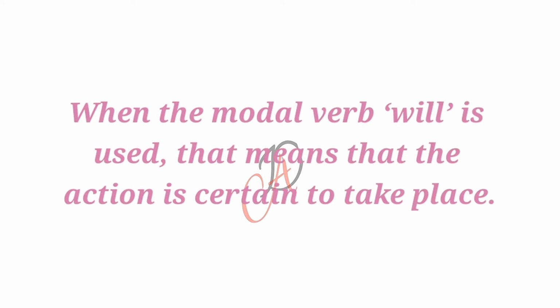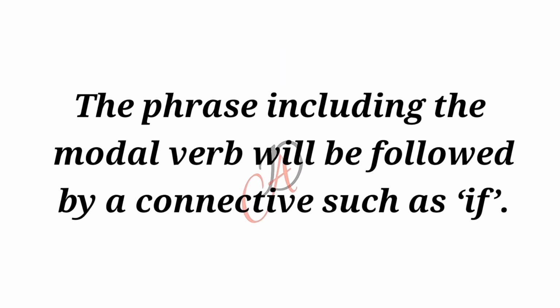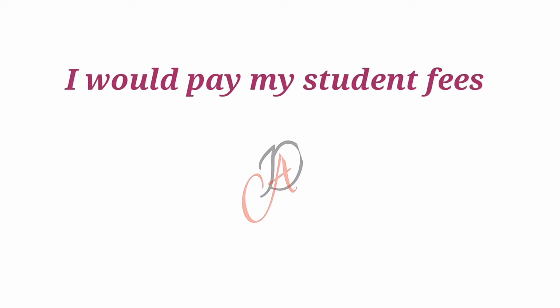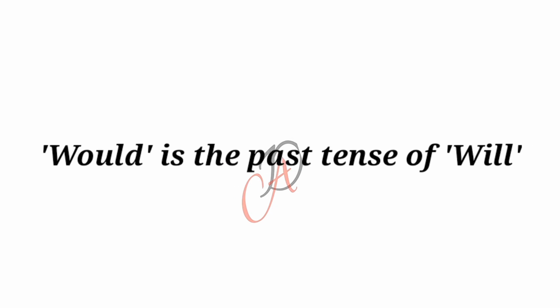So let's move to the next modal verb, that is would. This modal verb indicates a condition. It is possible that the action will take place, but another condition has to be met. The phrase including the modal verb will be followed by a connective such as if. For example, I would pay my student fees if I had the money in my account. And you can notice here the connective if is used and hence it indicates a condition. And would is the past tense of the modal verb will.